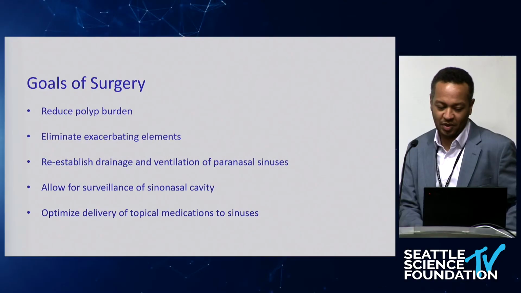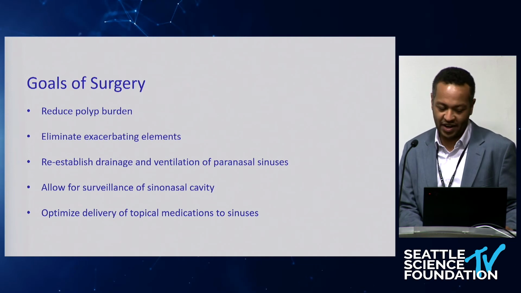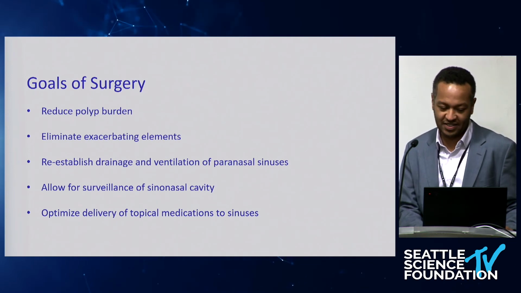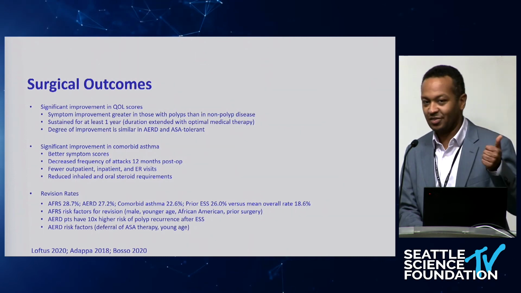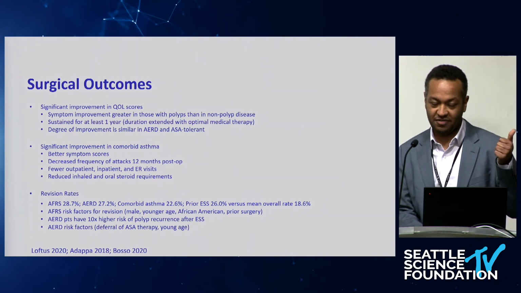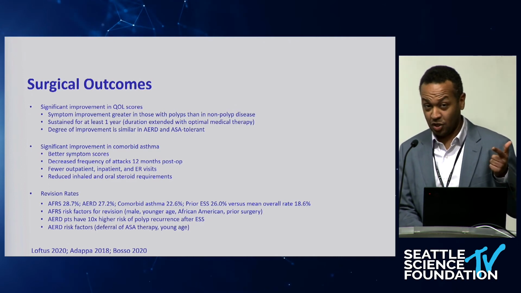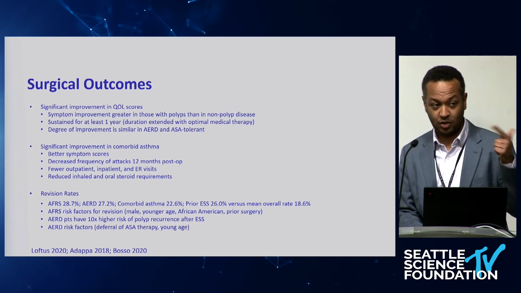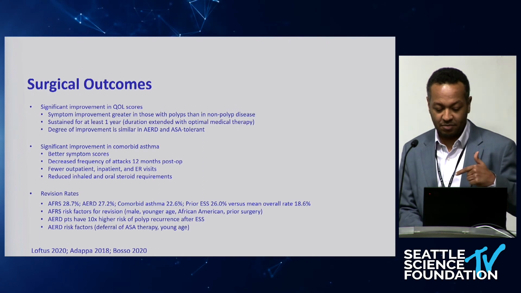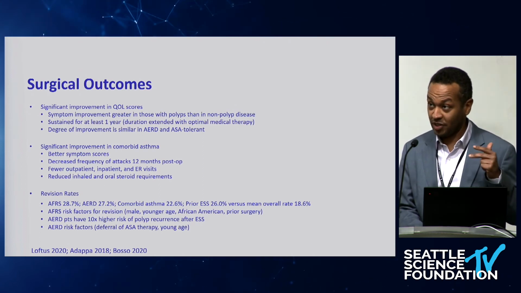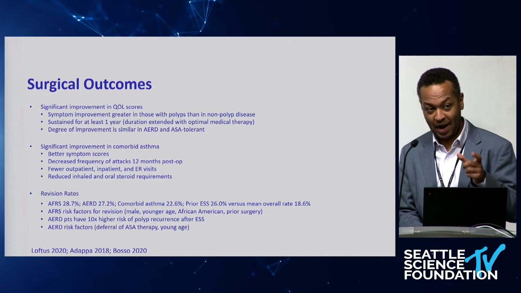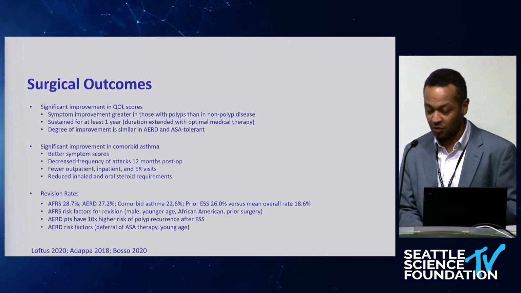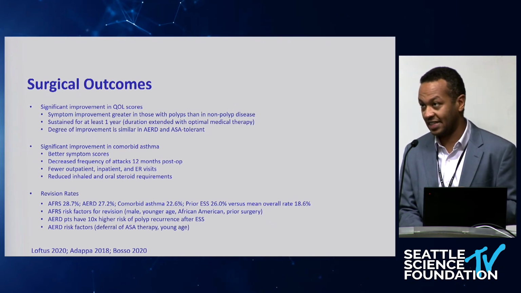Great. So I'm going to skip through to a couple of cases. These are the goals of surgery. Everybody's aware, and they've been highlighted in some of the prior talks. Surgical outcomes, again, we'll skip over this slide, but bottom line, great data to show improvement in quality of life, validated scores, great data to show improvement in associated comorbidities, including lower respiratory disease. Revision rates can be high with particular disease entities. AFRS, if you leave any fungal elements behind. AERD, because of the underlying nature of the disease, although perhaps biologics will change that revision rate for us, and there's some data that's been published that indicates that it likely does.